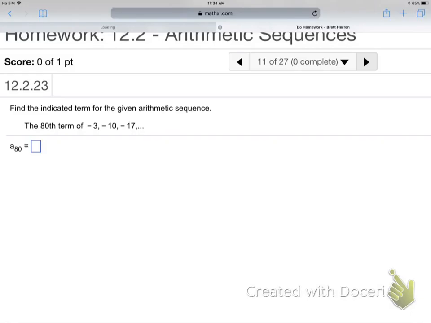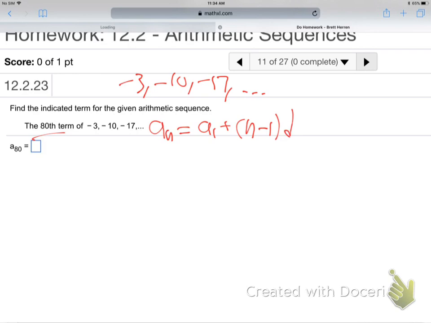Okay, so they want the 80th term of that. We start at -3, -10, -17, etc. Find the 80th. So first find the formula. And n minus 1 times d.